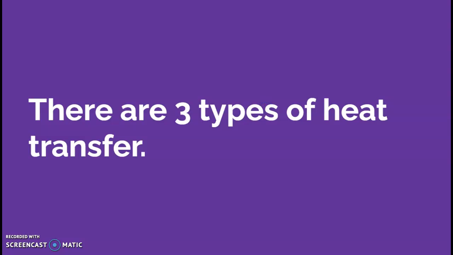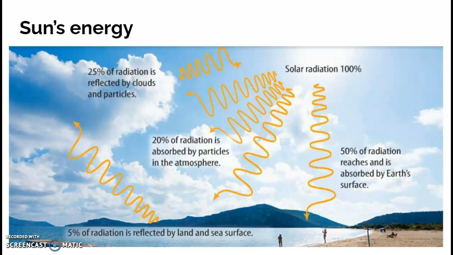There are three types of heat transfer that we will be discussing. The first one we have is radiation. This is how the sun's energy gets to our planet.